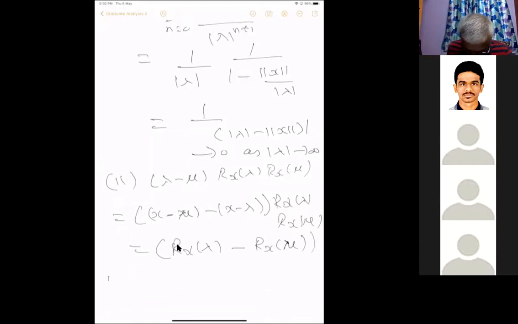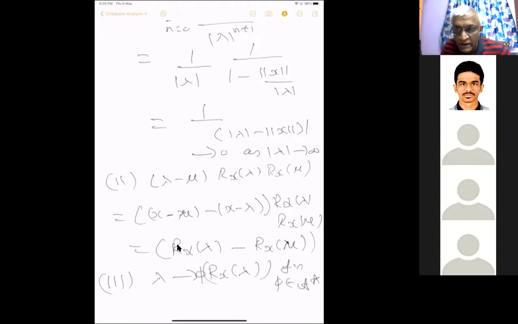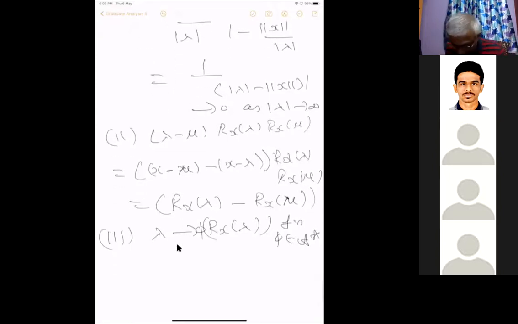Okay. Then the third one, we want to prove that it's analytic. So we want to consider this function, lambda going to phi of Rx lambda, for phi in A star. We want to prove that the map lambda going to Rx lambda is analytic. That's what we want to prove. So we consider this lambda going to phi of Rx lambda, and we want to compute its derivative. So that's why we have this resolvent equation.